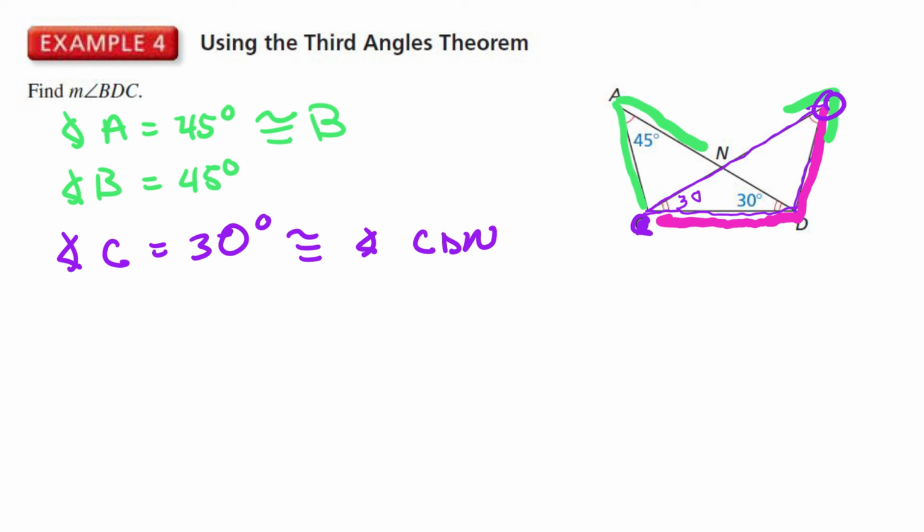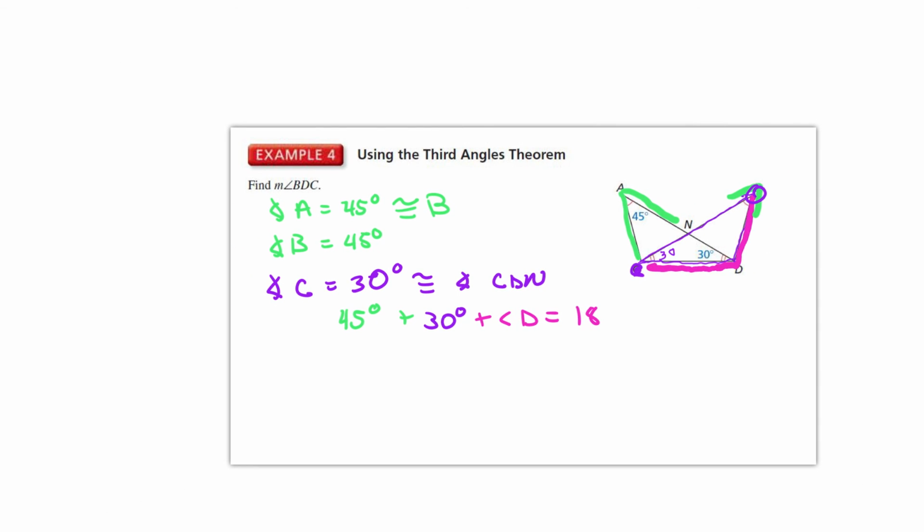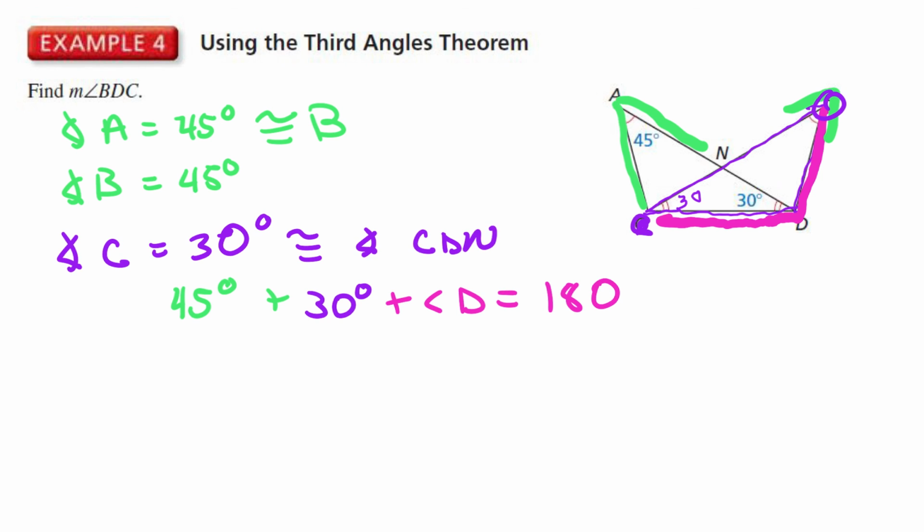So now we know, using the triangle sum theorem, that 45 degrees plus 30 degrees plus angle D is equal to 180. So we have 75 plus angle D is equal to 180. Angle D is equal to 105 degrees.